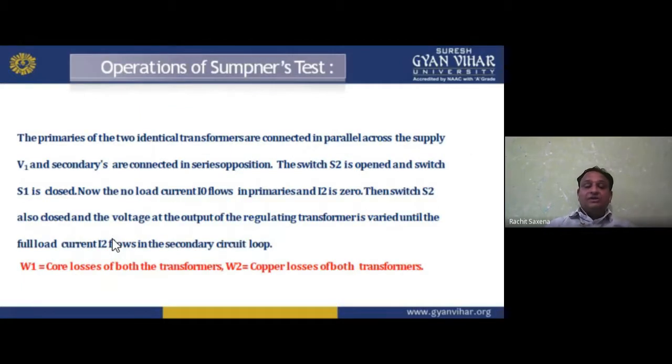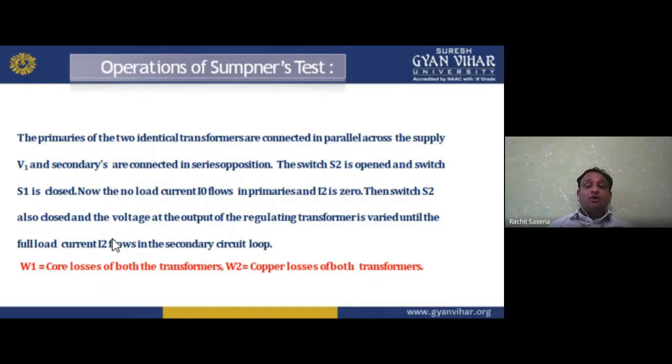How it works, the operation. The primaries of two identical transformers are connected in parallel across the supply V1, as I showed you earlier, and the secondaries are connected in series opposition. The switch S2 is opened and the switch S1 is closed. Now the no-load current I0 flows in the primary, but I2 will be 0 because S2 is open. Then switch S2 is also closed.